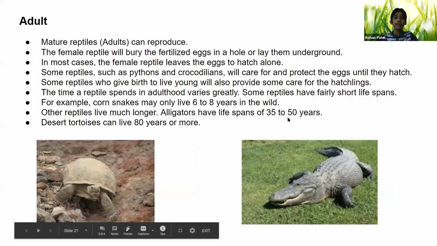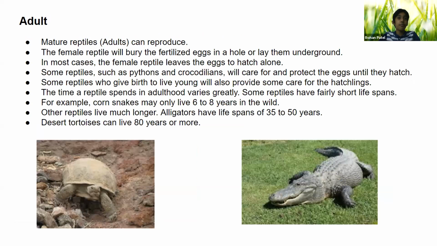Then we have our adult. Mature reptiles can reproduce. The female will bury the fertilized eggs in a hole or lay them underground. In most cases, the female reptile leaves the eggs to hatch alone. For some reptiles like pythons and crocodilians, they will care for and protect the eggs until they hatch. Some reptiles who give birth to live young will also provide some care for their hatchlings.